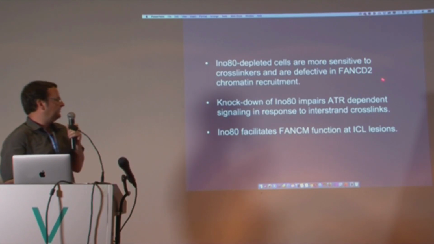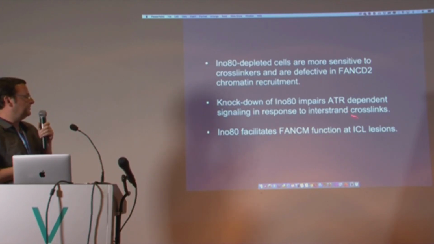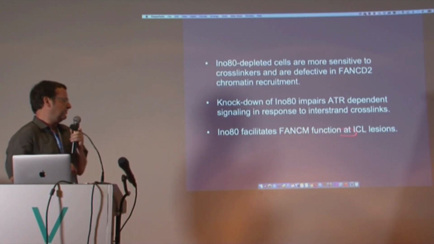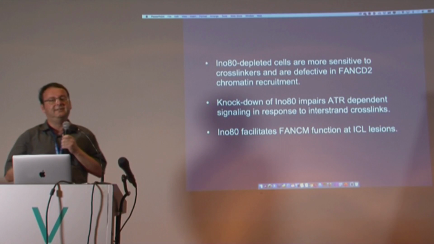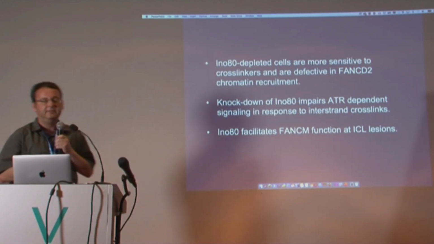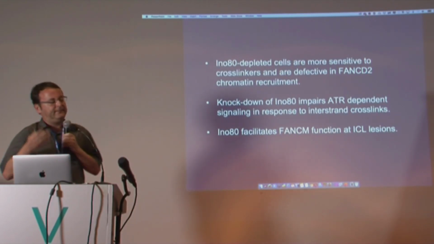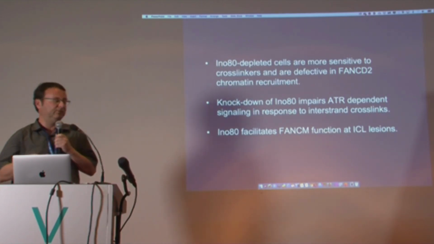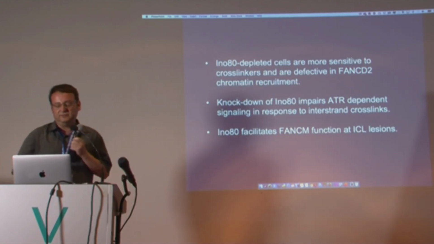So the conclusions of the second part are that INO80 depleted cells are more sensitive to crosslinkers and are defective in FANCD2 chromatin recruitment. The knockdown of INO80 impairs ATR-dependent signaling in response to interstrand crosslinks, and INO80 facilitates FANCD2 functions at ICLs. And maybe this is the most important of our conclusions, since FANCD2 is also known to unwind R loops in vivo, suggesting that the problems that we saw in replication might be due to impaired, that some event mediated by INO80 on chromatin is not there to recruit FANCD2 and to act not only on ICLs but also on R loops.